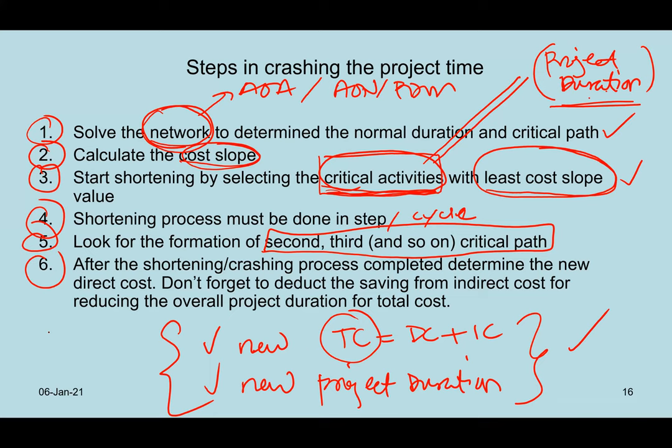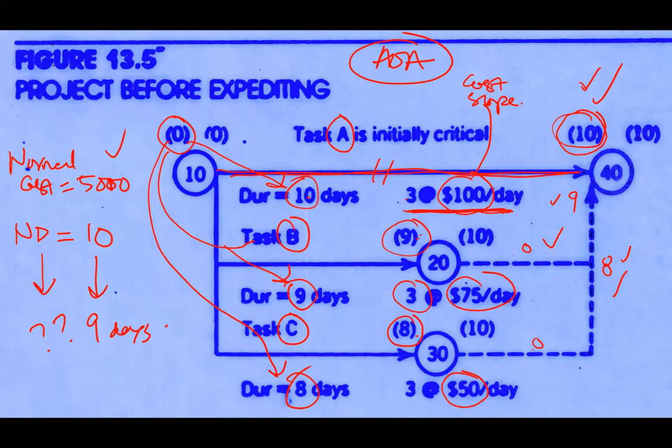Okay, based on this diagram, item number one, you already solved the network. Calculate the cost slope. Cost slope is given. If it is not given, then you can calculate. Okay, step one and two already finished. Step number three, start shortening by selecting critical activities. You notice that the critical activity is only activity A. But activity A costs 100 ringgit if you want to reduce, which is more expensive than B and C. The least expensive is basically 50 ringgit, C.